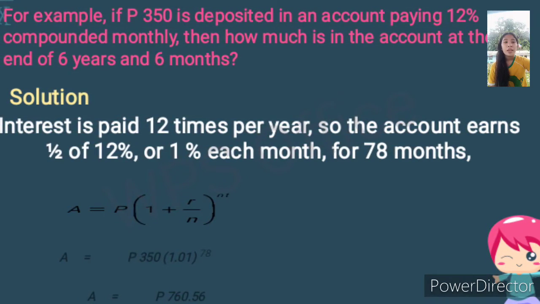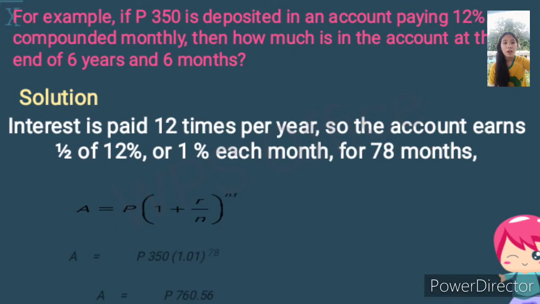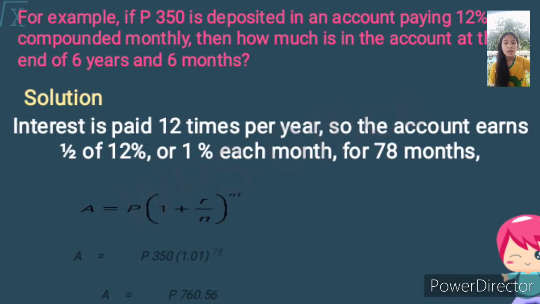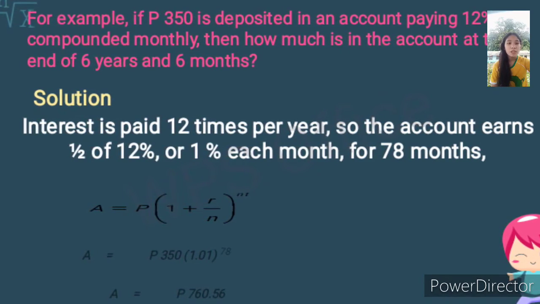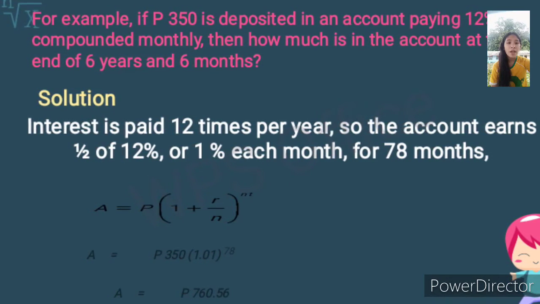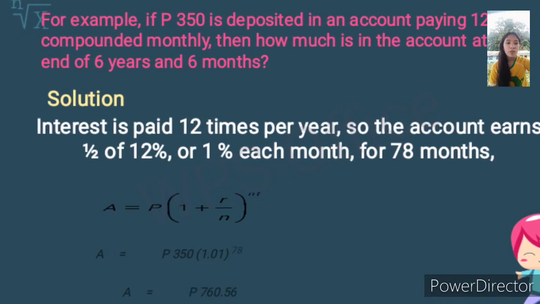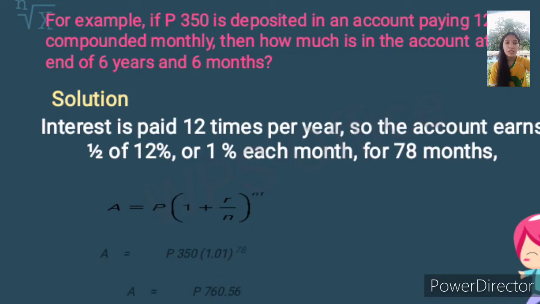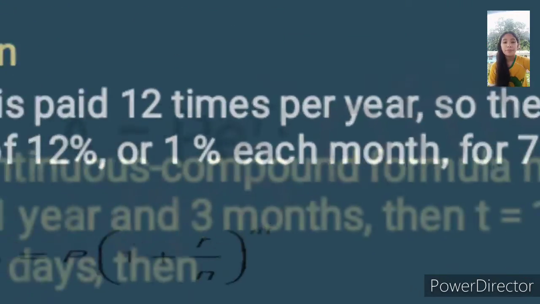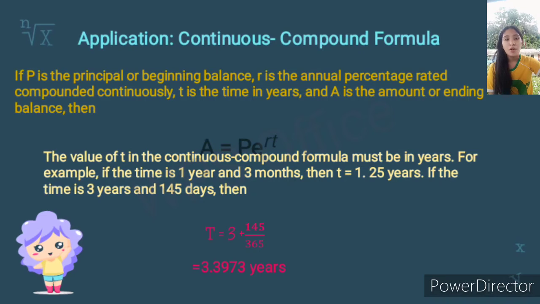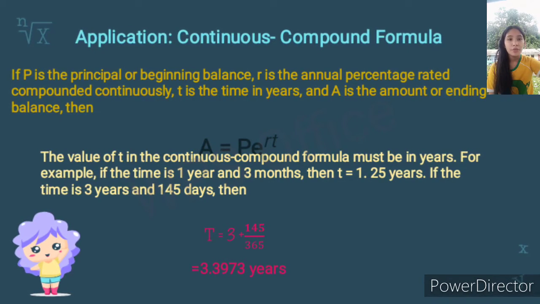So, the solution is A = P(1 + r/n)^(nt). A = 350 times 1.01 raised to 78, and A is equal to approximately 760.56. The third type of interest formula is the continuous compound formula.